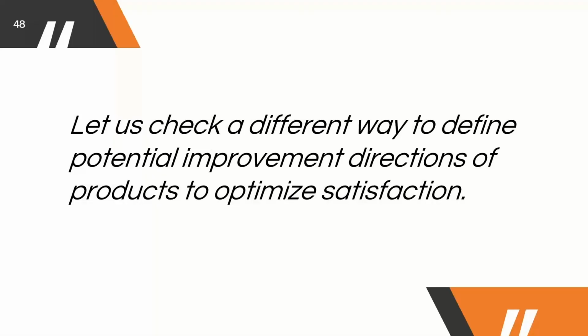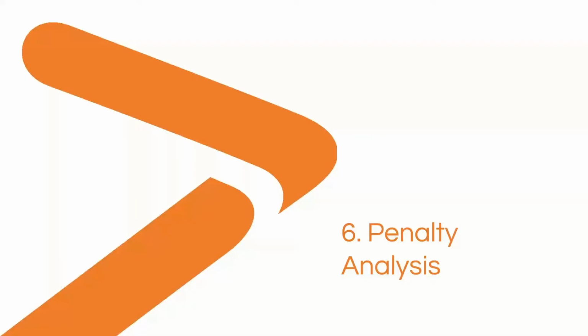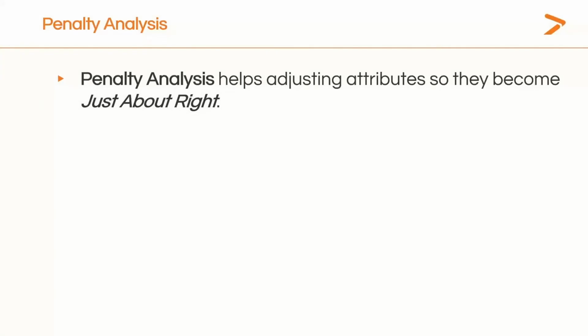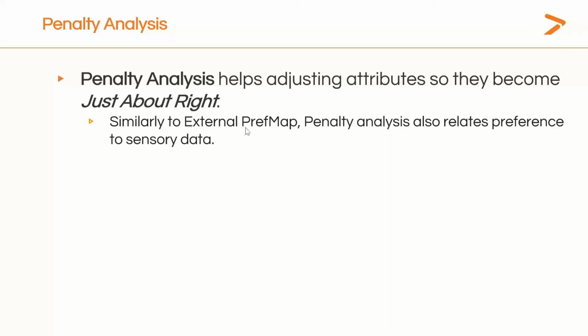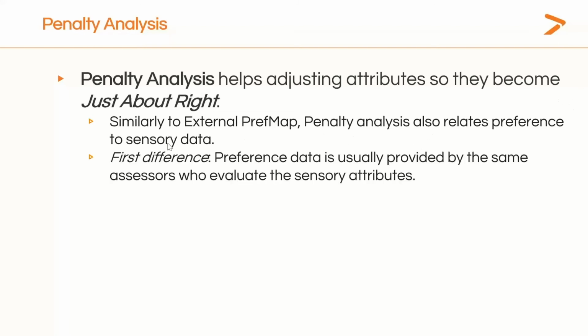Now let us check a different way to define potential improvement directions of products to optimize satisfaction. So this was one first type. Let me check another type. Penalty analysis. Penalty analysis is based on just about right data. It helps adjusting attributes so that they become just about right. Similarly to external preference mapping, penalty analysis also relates preference to sensory data.